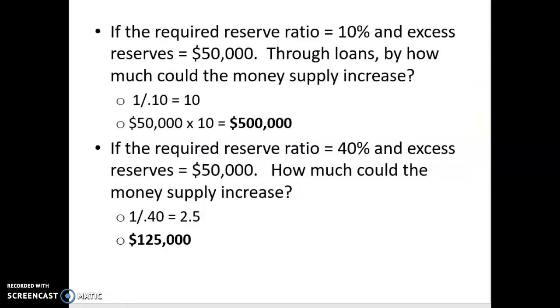So here are a couple practice ones. If the required reserve ratio is 10% and excess reserves are 50,000, we take 1 over 10%, which equals 10. We then take 50,000 times 10, and the money supply could increase by 500,000. If the required reserve ratio is 40%, excess reserves are 50,000, 1 over 40% is 2.5. 2.5 times 50,000 is 125,000.